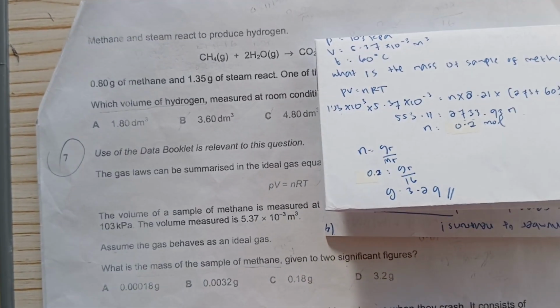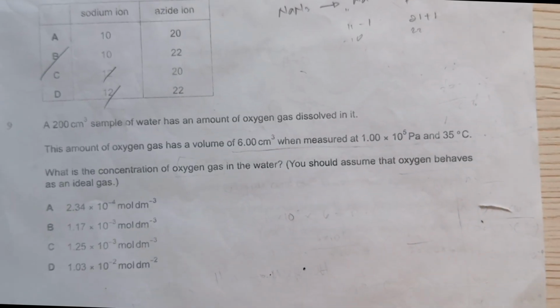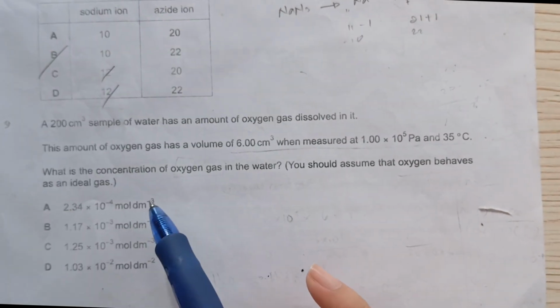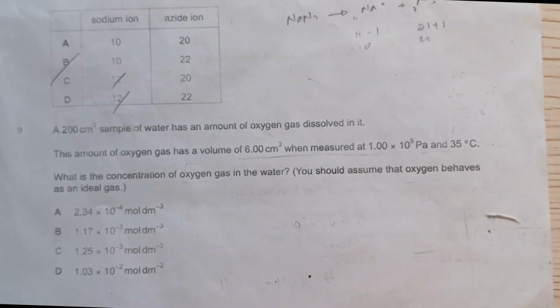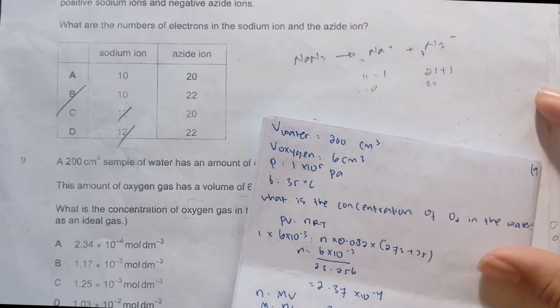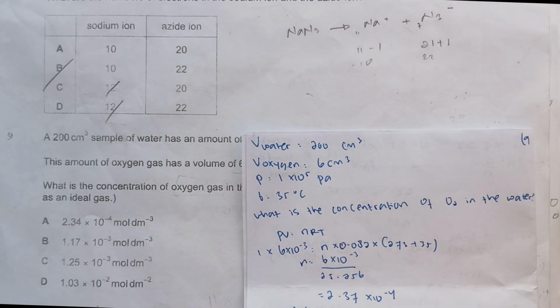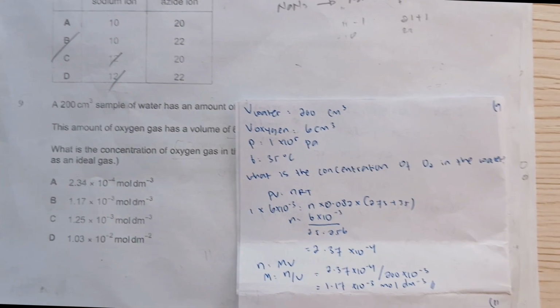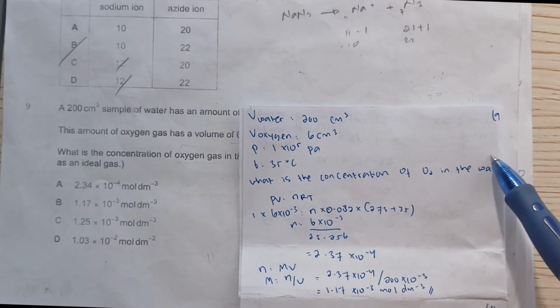The answer is D. The next question is, what is the concentration of oxygen gas in the water? I already completed the data. There is the volume of the water, the volume of the oxygen, the pressure, and the temperature. So what is the concentration of oxygen in water?